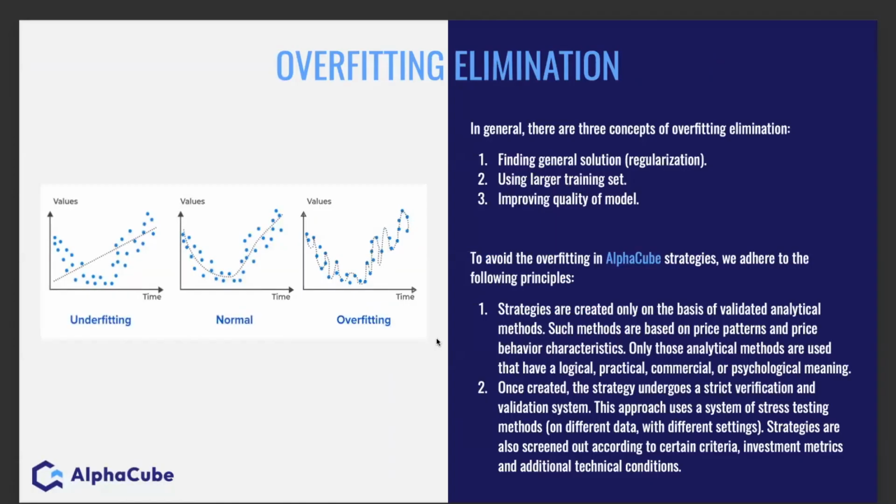Okay, let's think a little bit more about overfitting. Sure, all of you know what it is, just a few words in general. This is the main problem of algorithmic trading globally, because when you create strategies in any way, you check them on historical data, and there is a big chance that the strategy will be very fitted to the historical data.